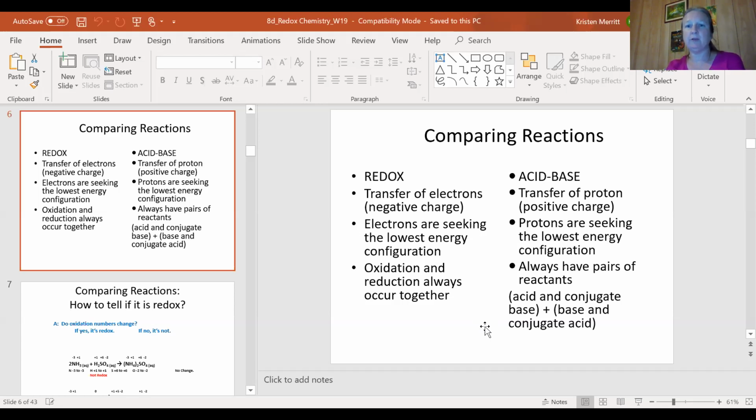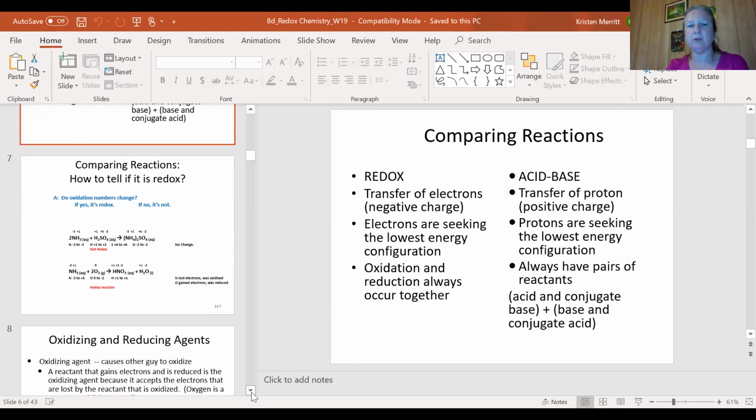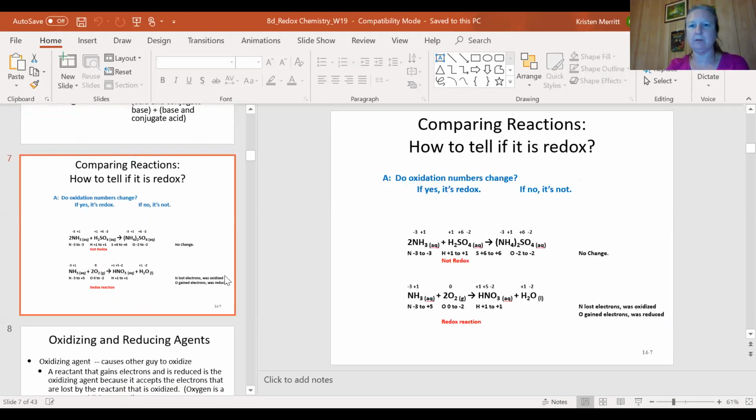And just like acid base, oxidation and reduction will always occur together. One of your reactants is the oxidizer, one is the reducer. One is getting reduced, one is getting oxidized. Same for the acid base. And we do have what can be called a conjugate. And I'll get to that.